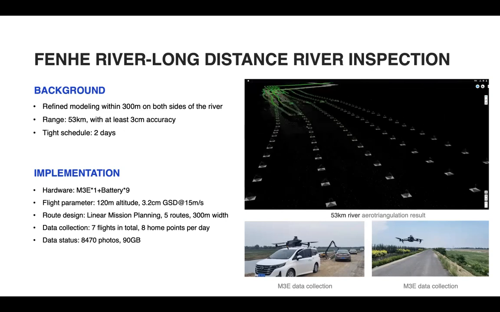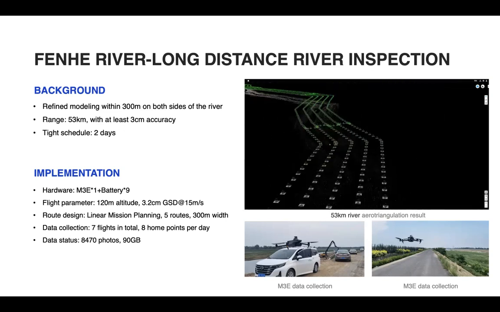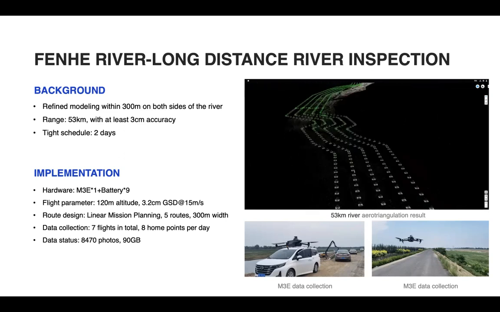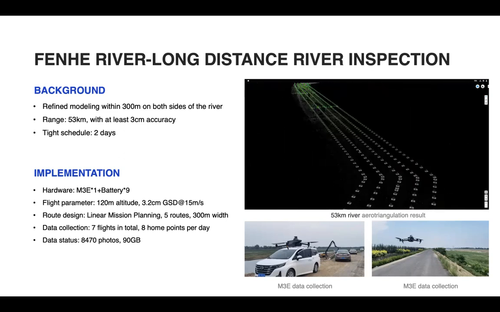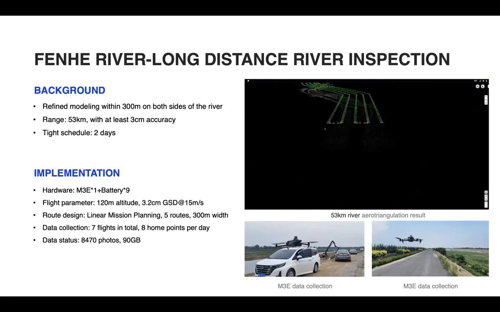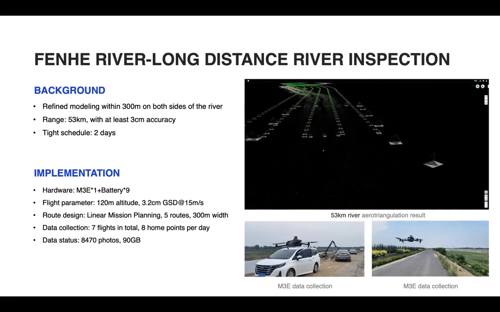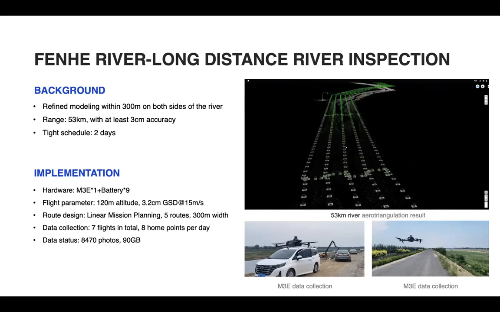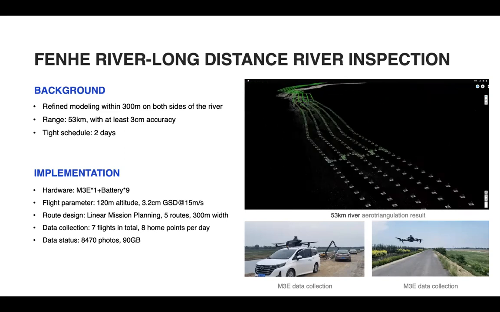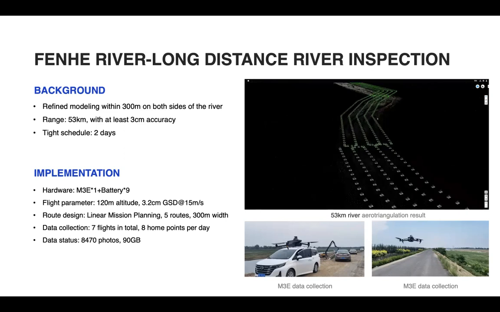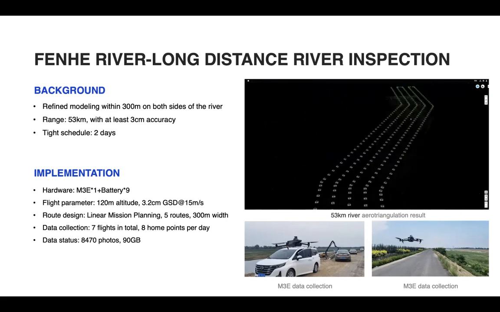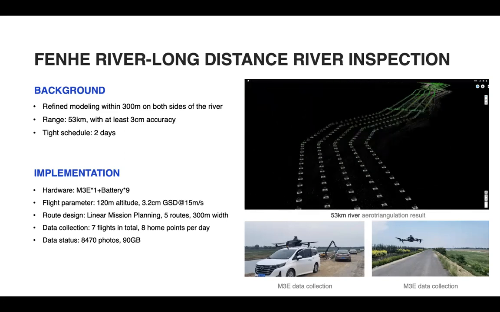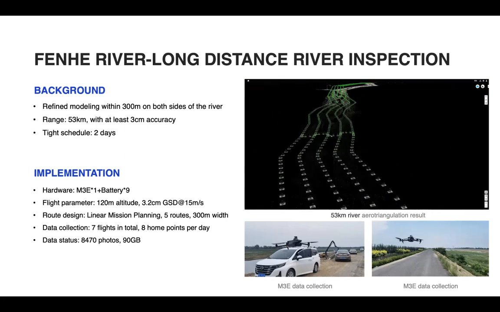So very similar to our last thing, just a little bit lower altitude, 120 meters, which gives us about a 3.2 centimeter GSD. Overall, used linear mission planning, 5 different routes, 300-meter width, and data collection was 7 flights in total with 8 home points per day. So overall data stats looking at 90 gigs of data and about 8,500 photos.